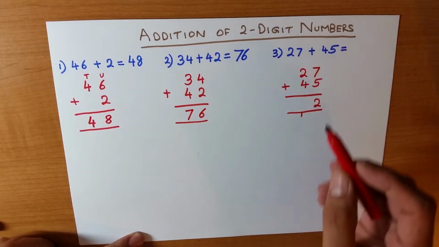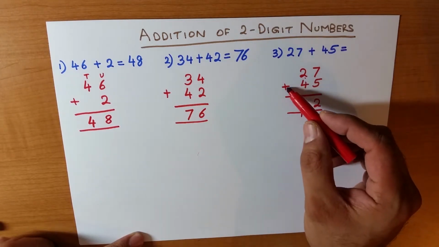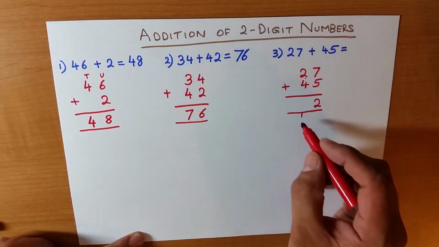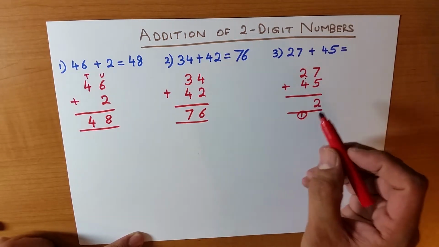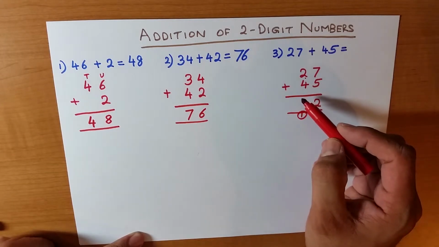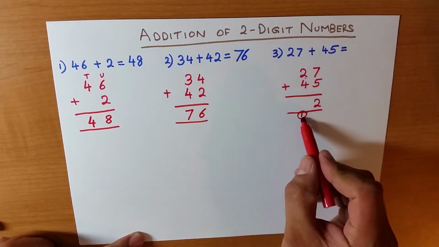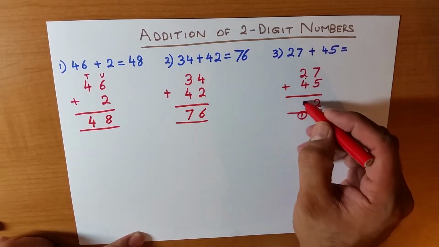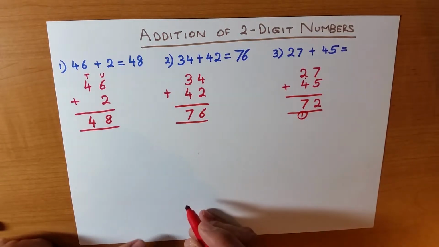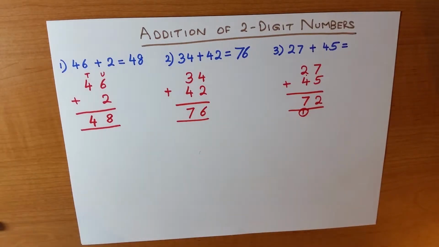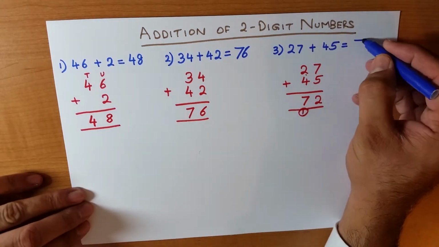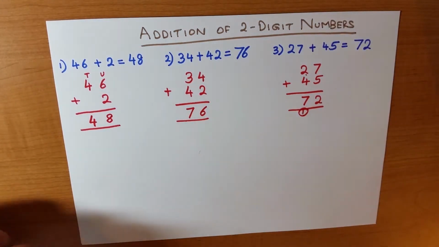So let's add this together. What is 2 plus 4 plus 1? Don't forget this. 2 plus 4 is 6, plus the 1 is 7. There we go. Nice and easy. 27 plus 45 is 72.